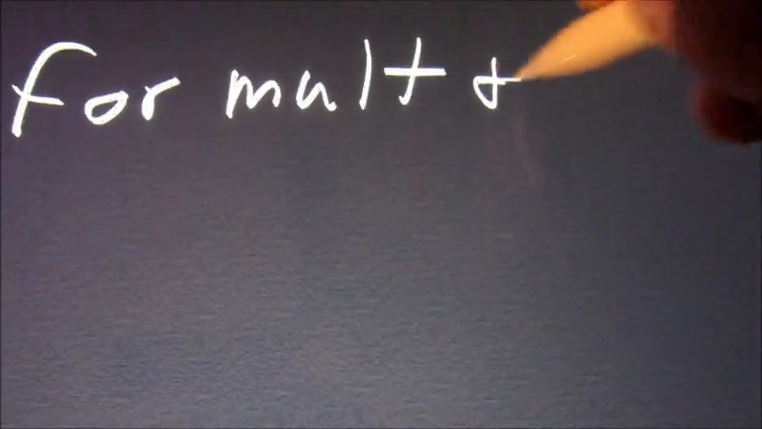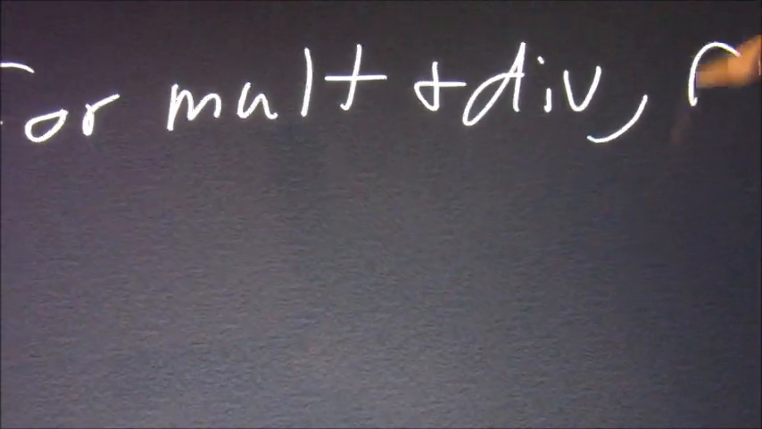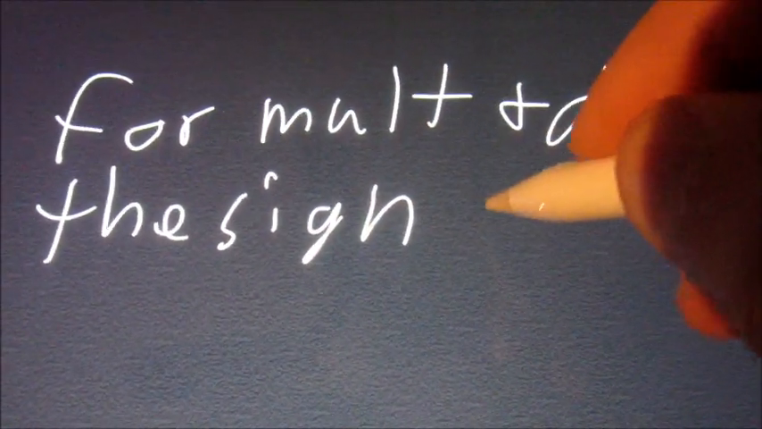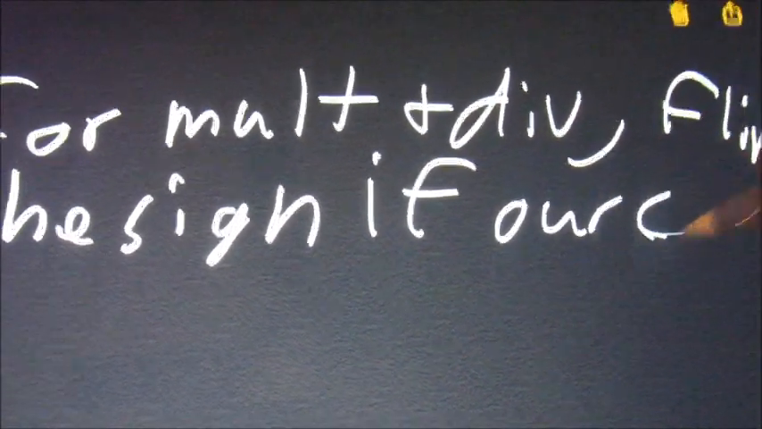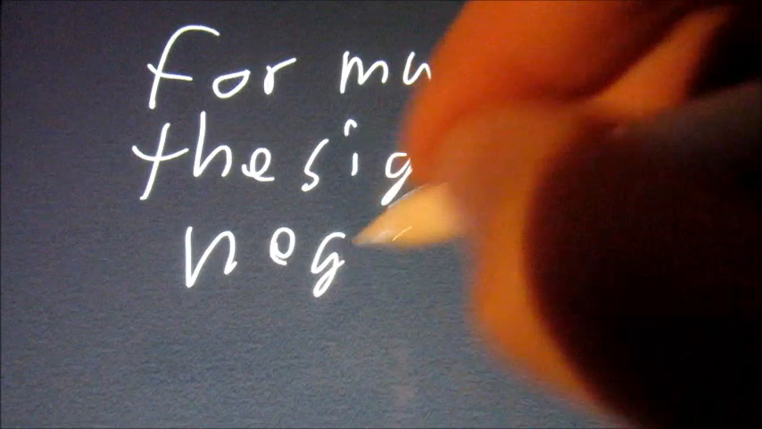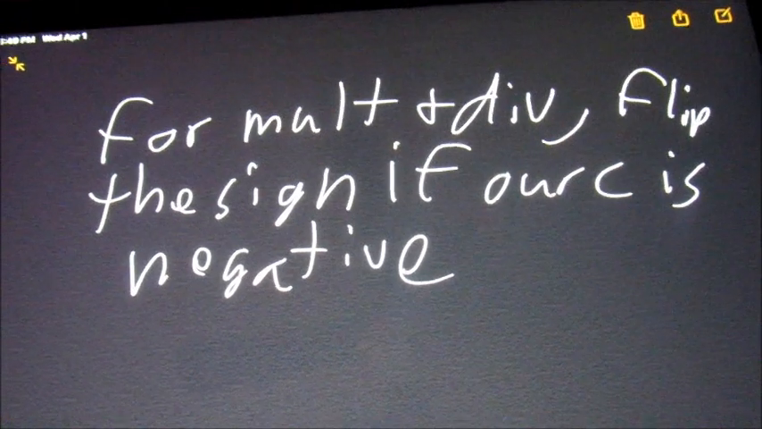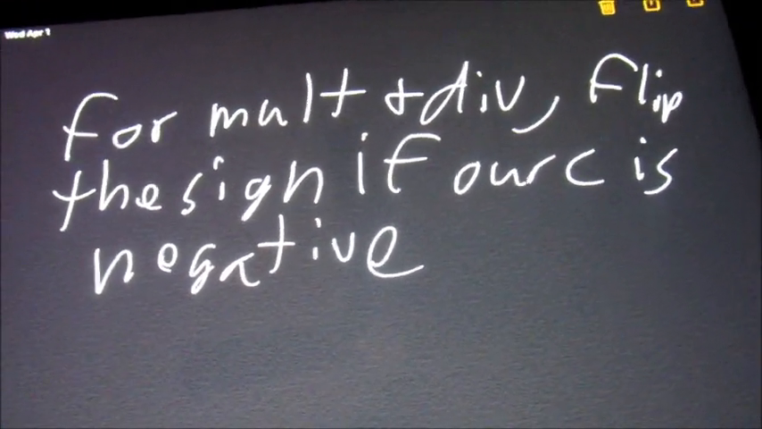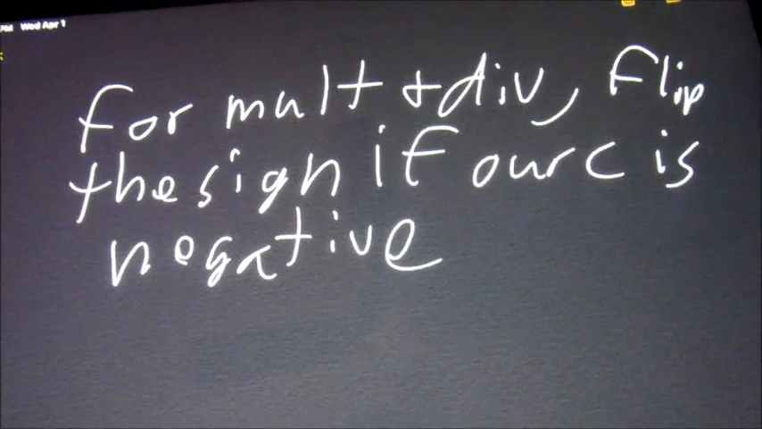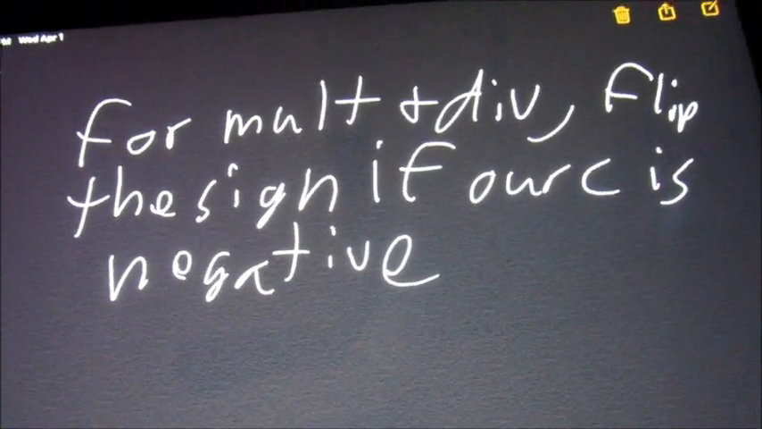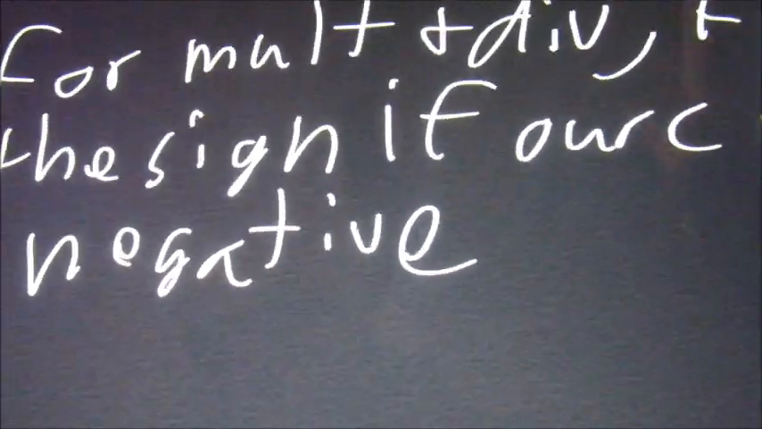Now there's a difference when we're multiplying and dividing. So for multiplying and dividing, we're going to flip the sign if our C is negative. So what that means is that if we're going to multiply both sides by a negative something or divide both sides by a negative something, then we're going to flip the sign. So there's going to be two different ways to do this.